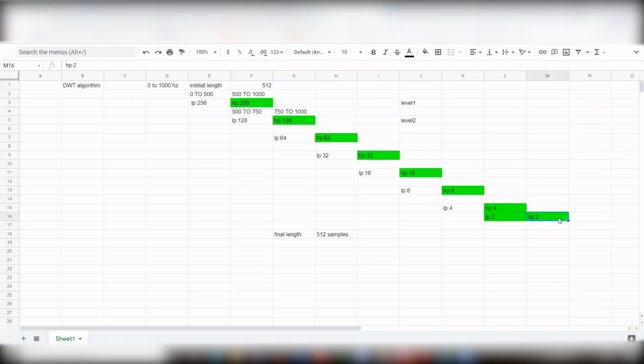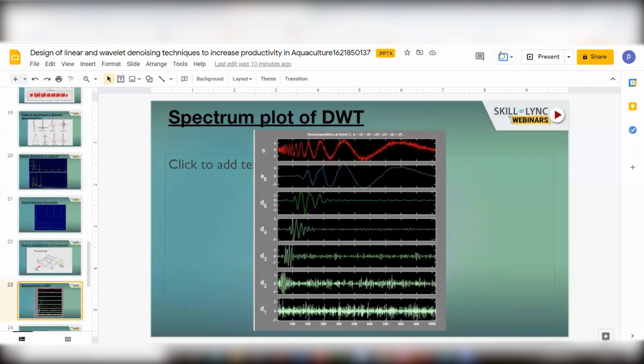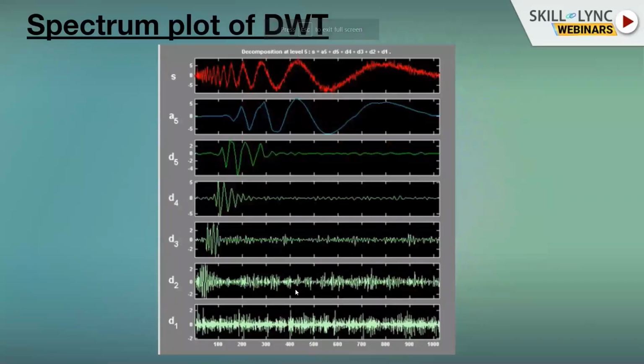You have to concatenate these two. Then you have to concatenate this with these two. Then you have to concatenate 8 with the result, then 16 with the result, then 32 with the result, and so on and so forth. That's how the signal will be reconstructed. This is the coefficients part.